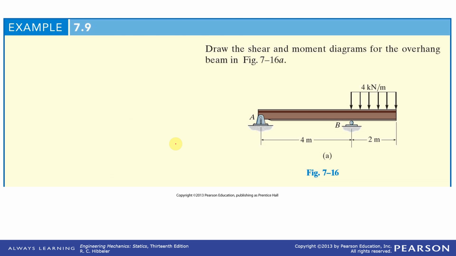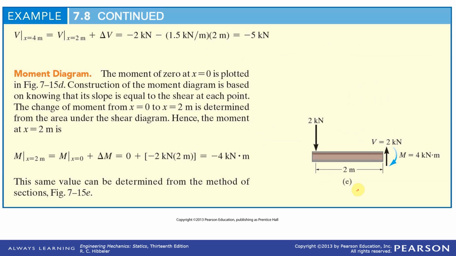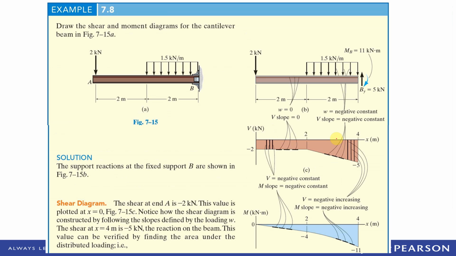Here's another example. The overhang. Let's see. I wanted to finish up. I wanted to get the second part of the moment on this example before we move on. So let's go back. The shear here would be the slope of this. It changes by 3. So we ought to be able to get the slope-intercept form of V. V equals 1 kilonewton, and the slope is going to be negative 1.5.